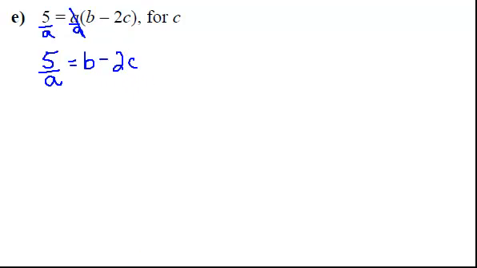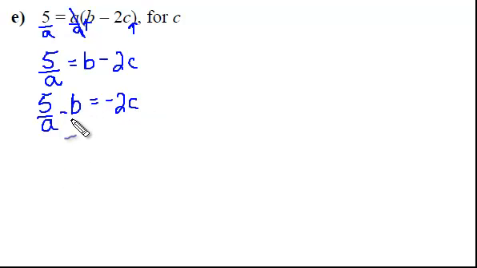Now I'm able to just drop these brackets because there's nothing left in front of them to multiply by, so there's no need for it to be there. Okay, the next thing I need to do is subtract B from both sides. So if I do that, I will have 5 over A minus B equals negative 2C.